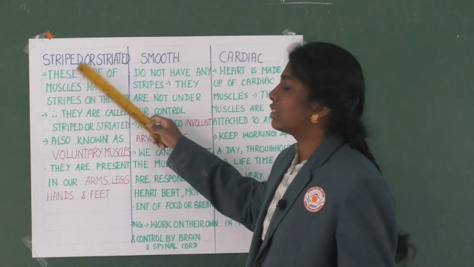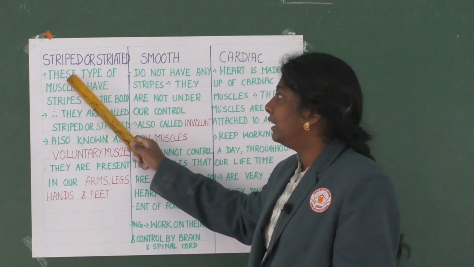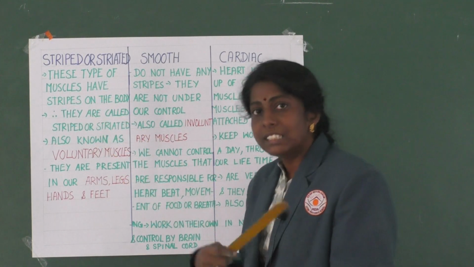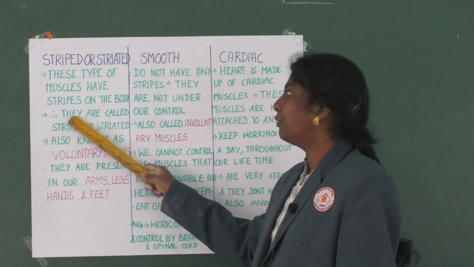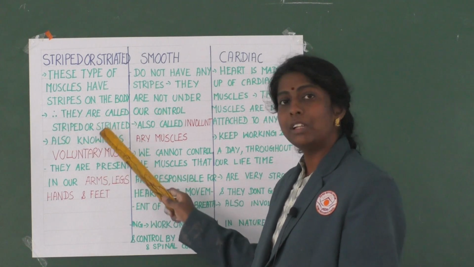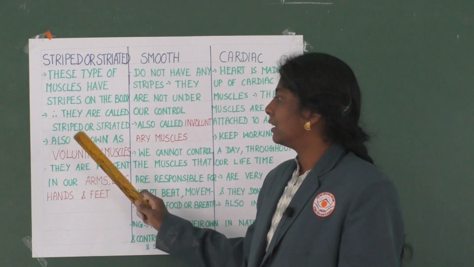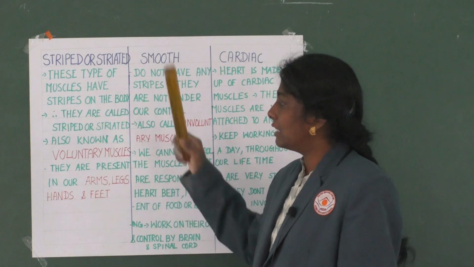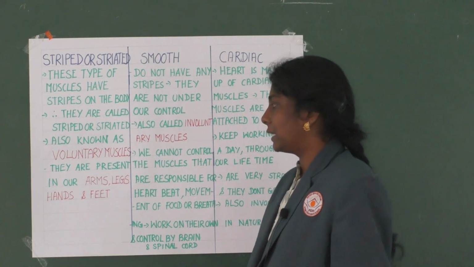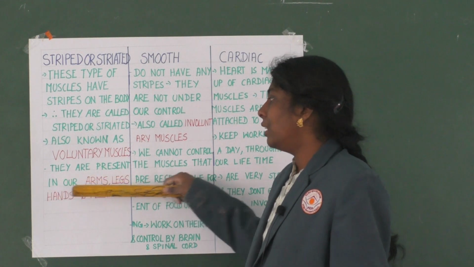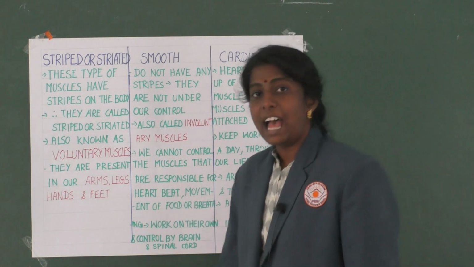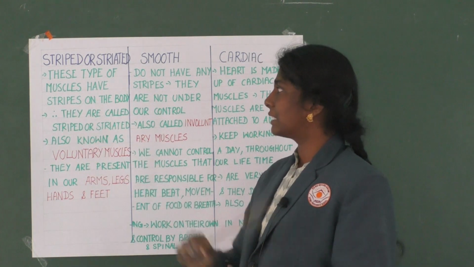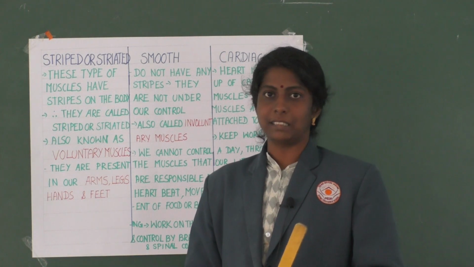The first one is striped or striated muscle. These types of muscles have stripes on the body, therefore they are called striped or striated muscles. They are also known as voluntary muscles. They are present in our arms, legs, hands and feet. So this is about the first muscle, striped or striated muscle.